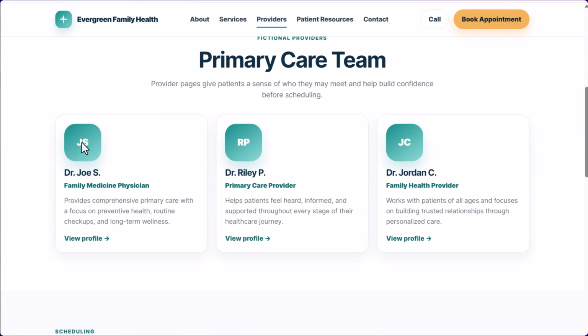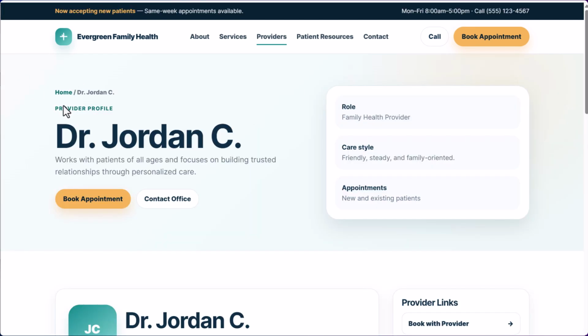We have a fake primary care team: Dr. Joe, Dr. Riley, and Dr. Jordan. Primary care, family medicine, and family health provider profiles for all of them. Within the profiles, that's where we want to make sure we have reviews, and make sure it's easy to either contact this doctor directly or create a separate appointment form for some of your different providers, if it's one of those where people are specifically looking to work with certain providers.